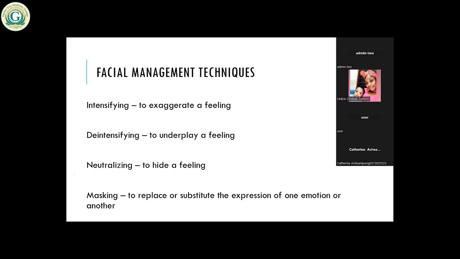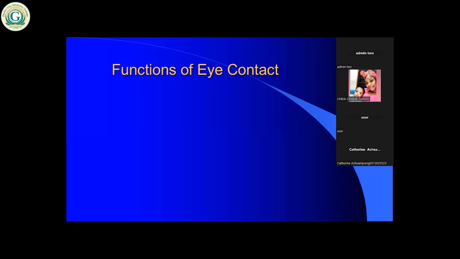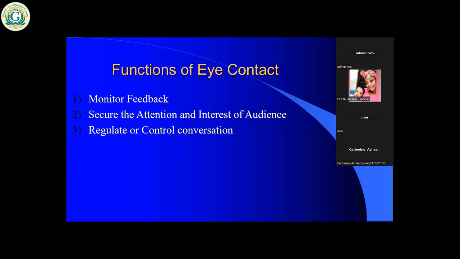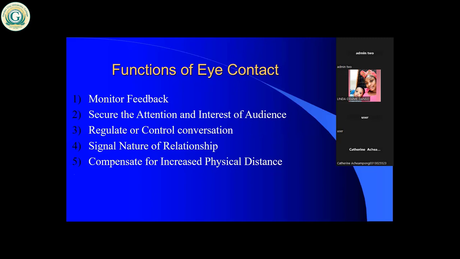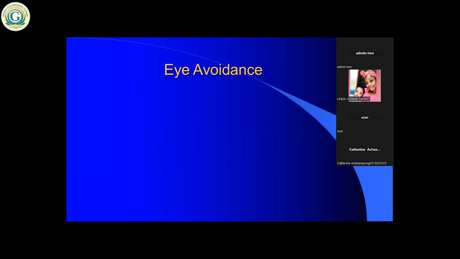So what are some of the functions of the eye? You monitor feedback, secure the attention and interest of the audience, regulate or control conversation, signal the nature of the relationship, and compensate for increased physical activity. So these are the functions of eye contact.